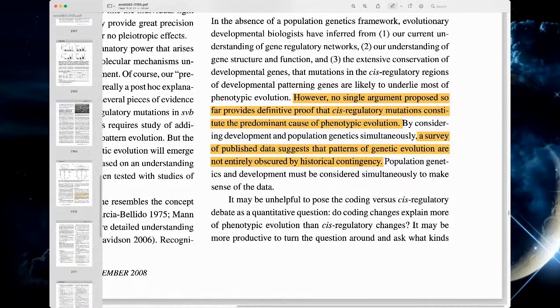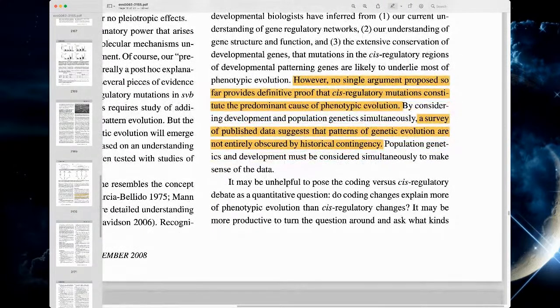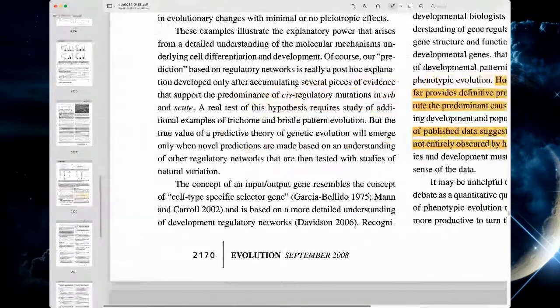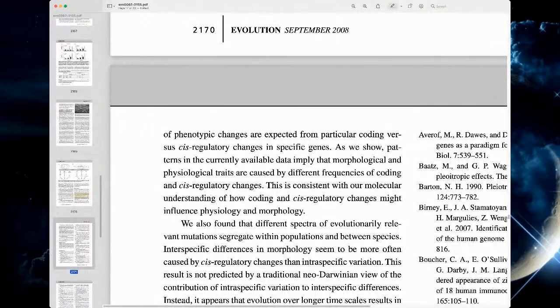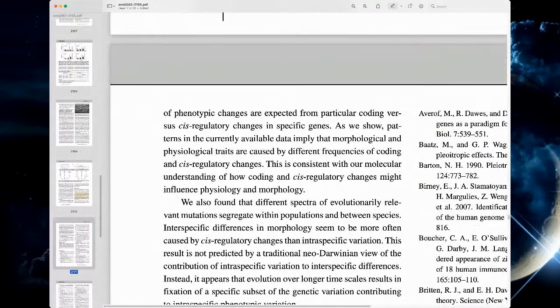It may be unhelpful to pose the coding versus cis-regulatory debate as a quantitative question: do coding changes explain more of phenotypic evolution than regulatory changes? It may be more productive to turn the question around and ask what kinds of phenotypic changes are expected from particular coding versus cis-regulatory changes in specific genes. As we show, patterns in the currently available data imply that morphological and physiological traits are caused by different frequencies of both. This is consistent with our molecular understanding of how coding and regulatory changes might influence physiology and morphology.